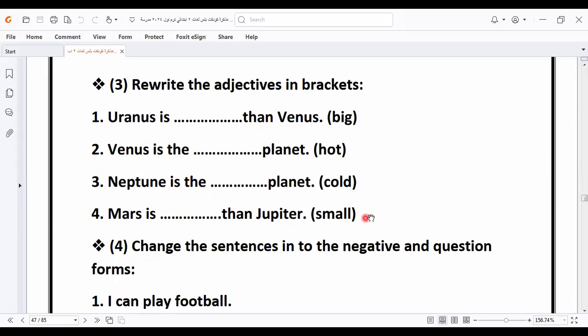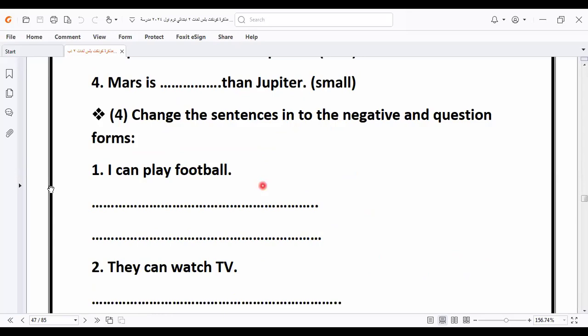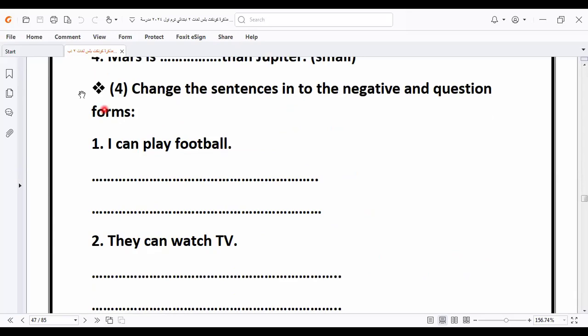Change the sentence to the negative and question form. Here I will answer two of them and leave the rest for you to do. We change the sentence to another form, the question form and the negative form. I will show you how to do it.